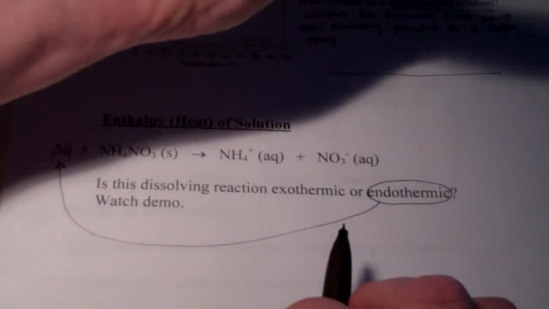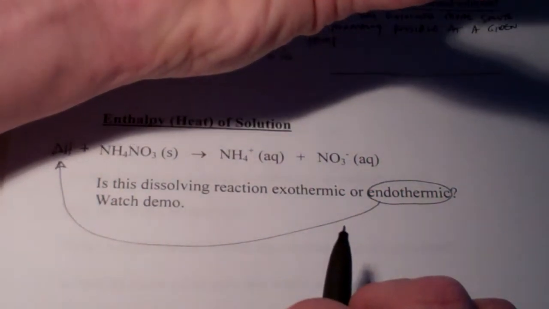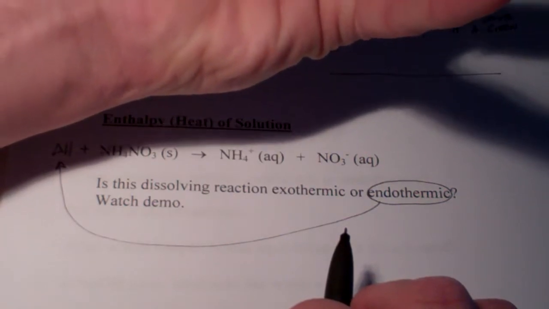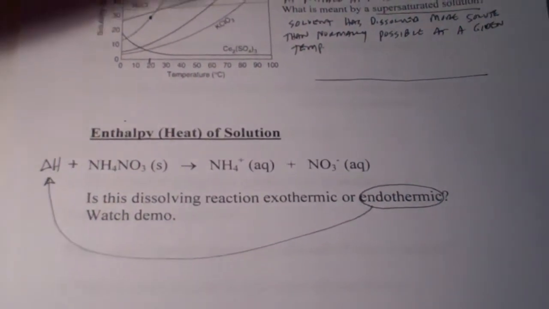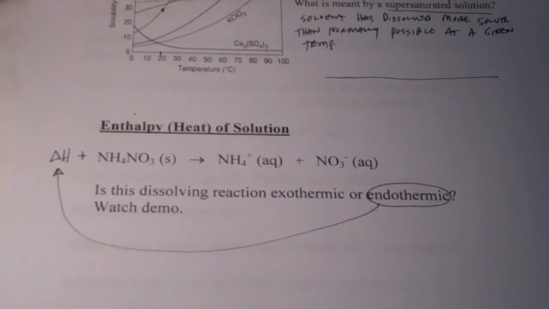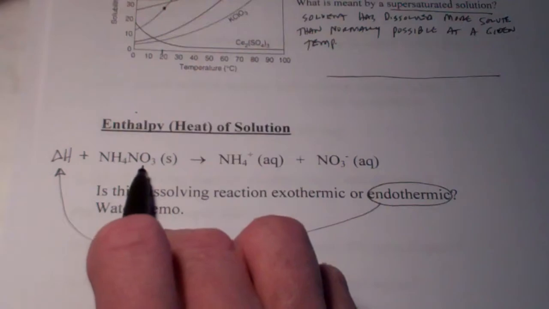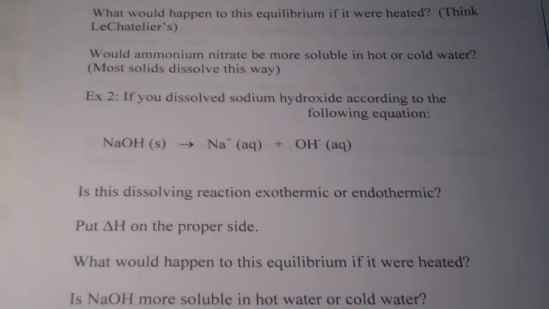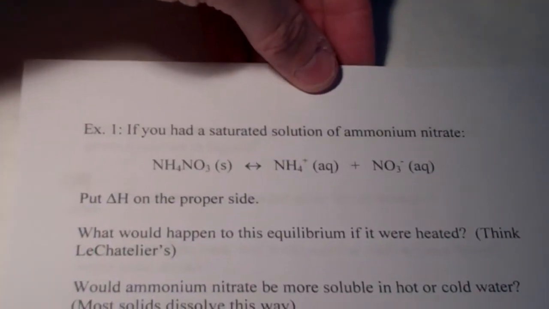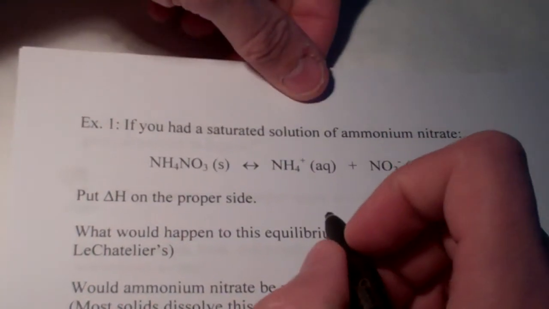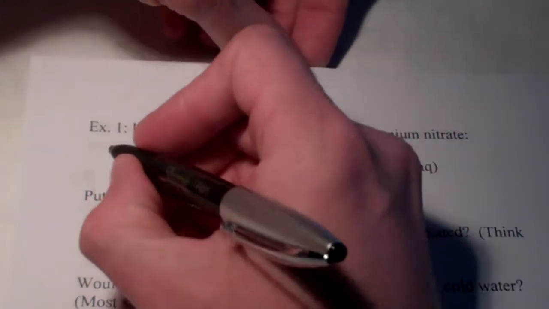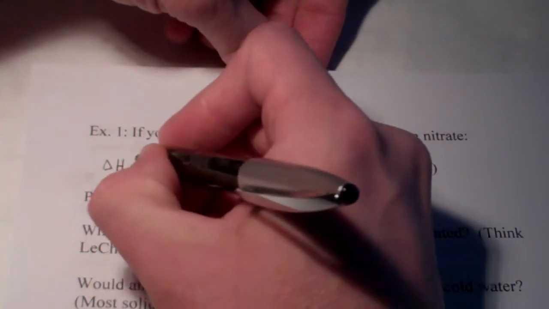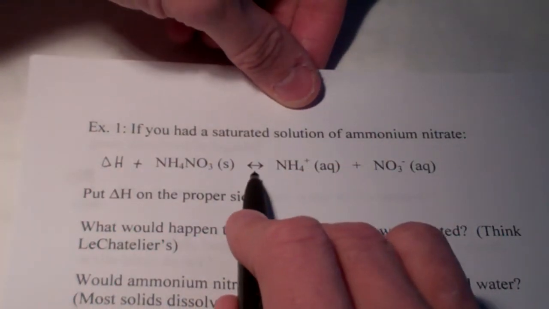So if you hold that flask in your hand while it's dissolving, the required heat is coming from the surroundings, and as you're holding it in your hand, of course, your hand becomes part of the surroundings and heat is taken from your hand. So once again, this was an endothermic process. Now if we had a saturated solution of ammonium nitrate, we will put delta H on the proper side again. You'll see the arrows going both ways.